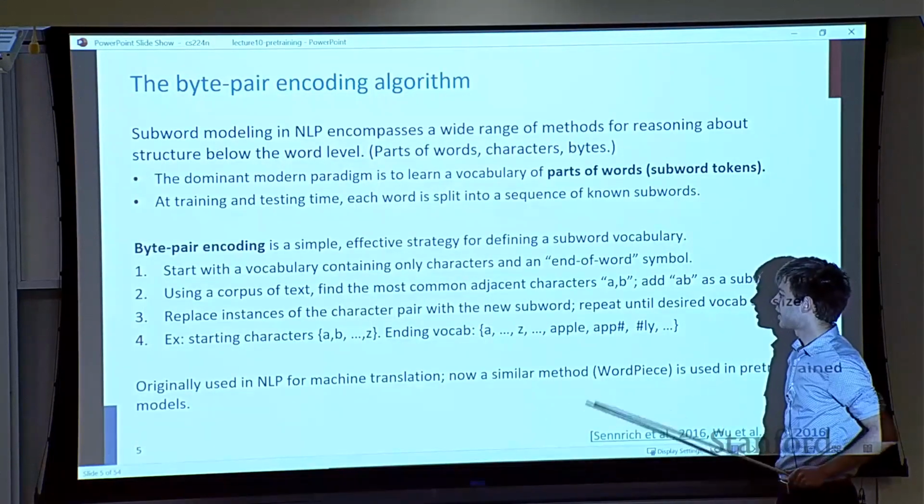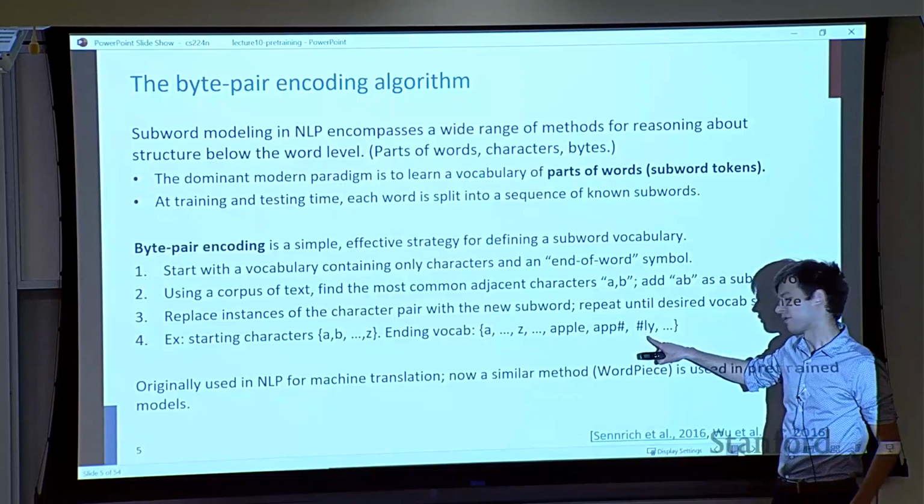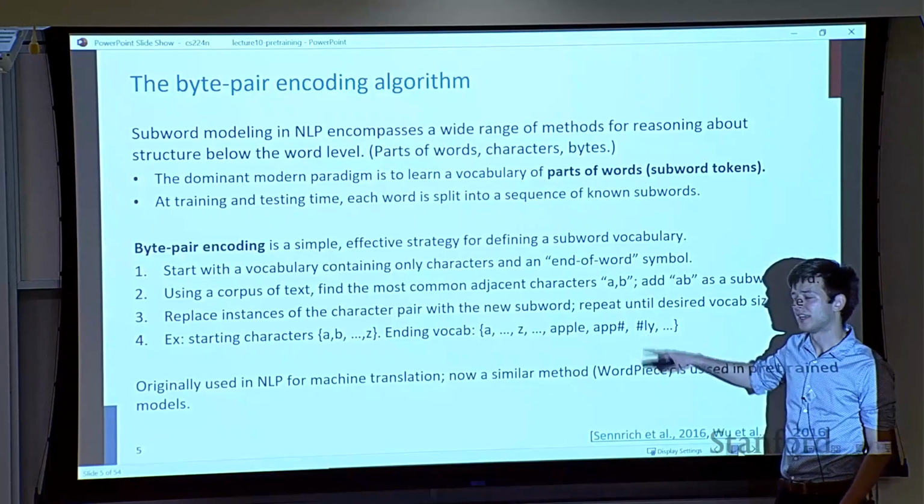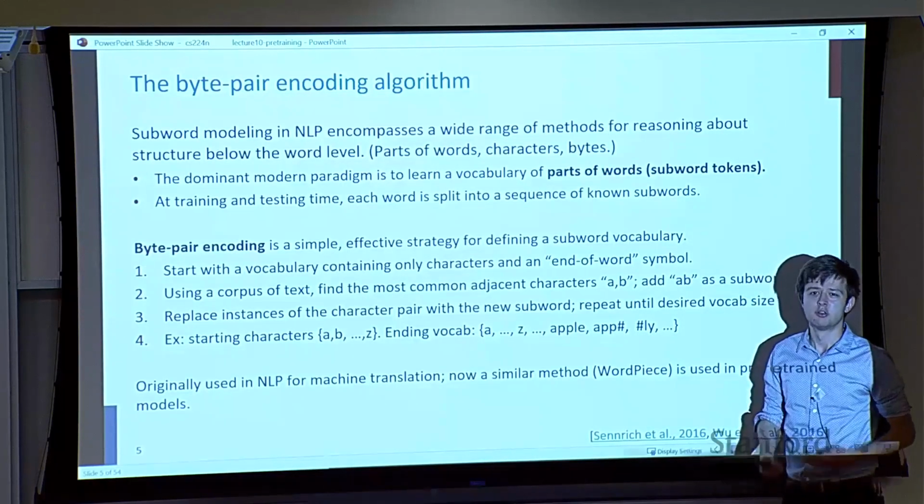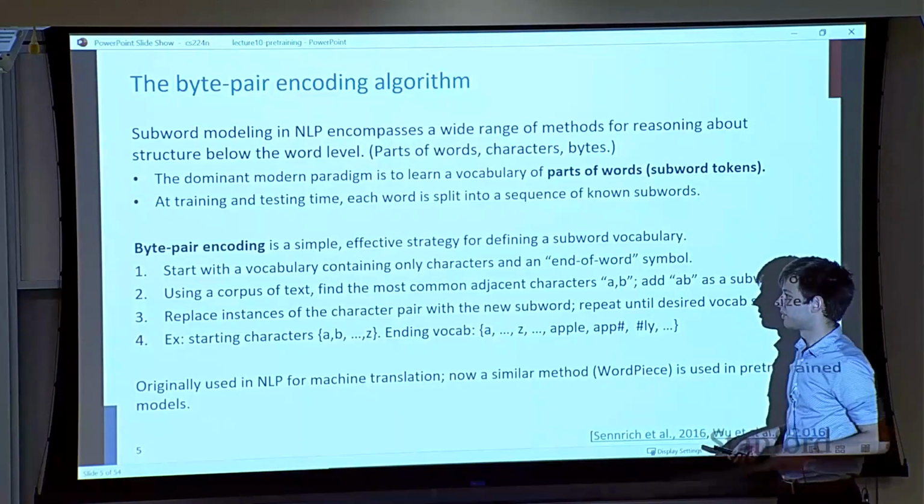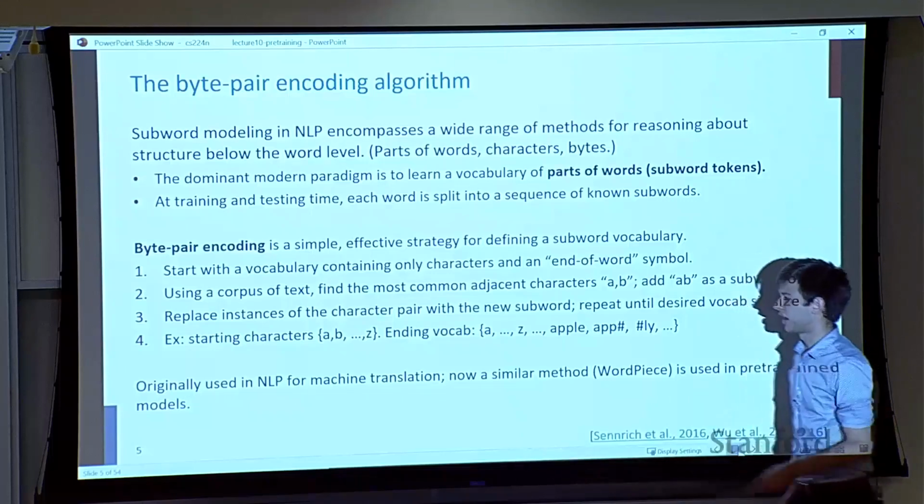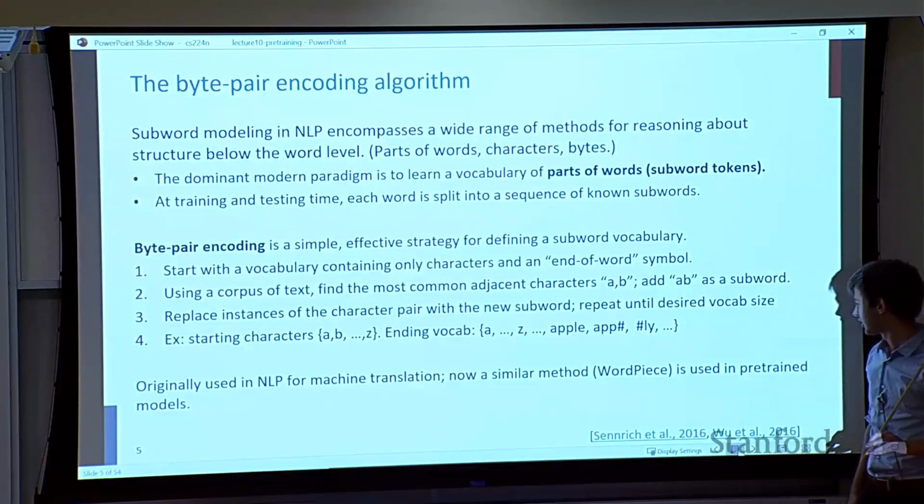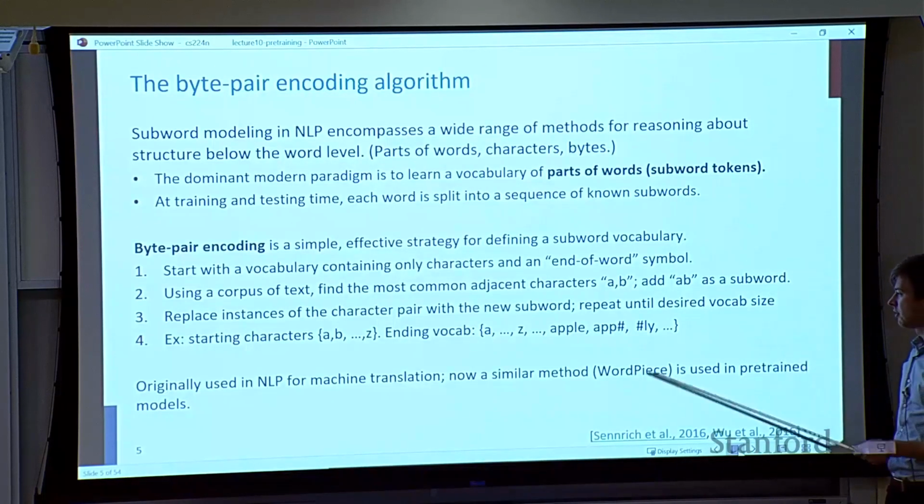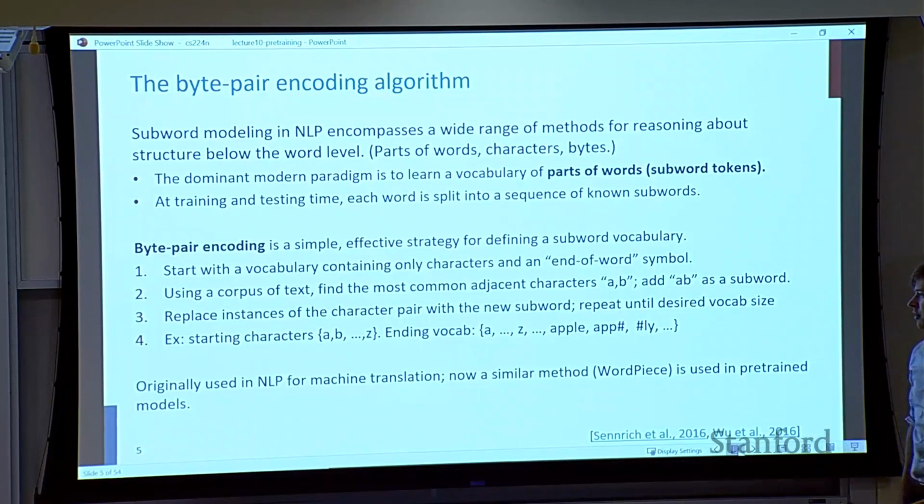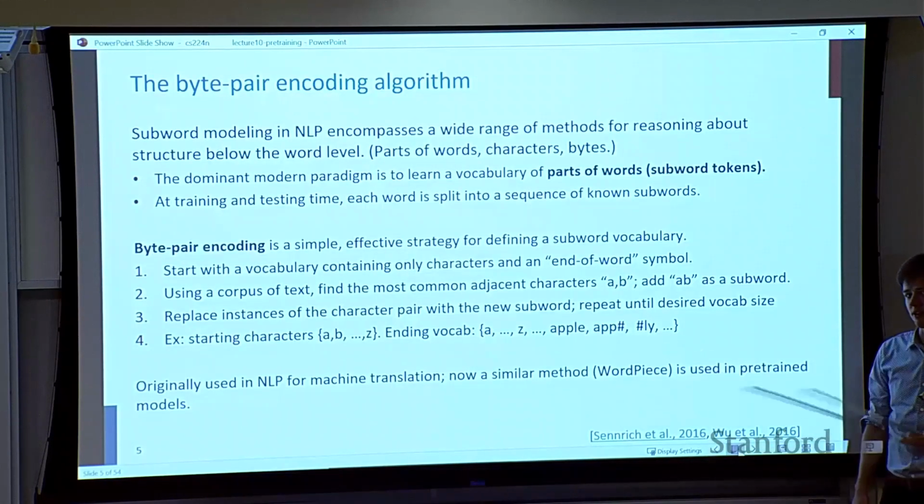And it doesn't always end up so nicely that you learn morphologically relevant suffixes like -ly, but you can try to split things somewhat reasonably, and if you have enough data, the subword vocabulary you learn tends to be okay. So this was originally used in machine translation, and now a similar method, WordPiece, which we won't go over in this lecture, is used in pre-trained models, but the idea is effectively the same, and you end up with vocabularies that look a lot like this.